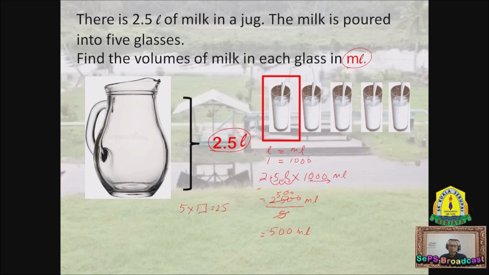Abstract is the question. Pictorial, you have to draw, and then the concrete form is the number sentence. So finally, you get the answer 500 milliliters.